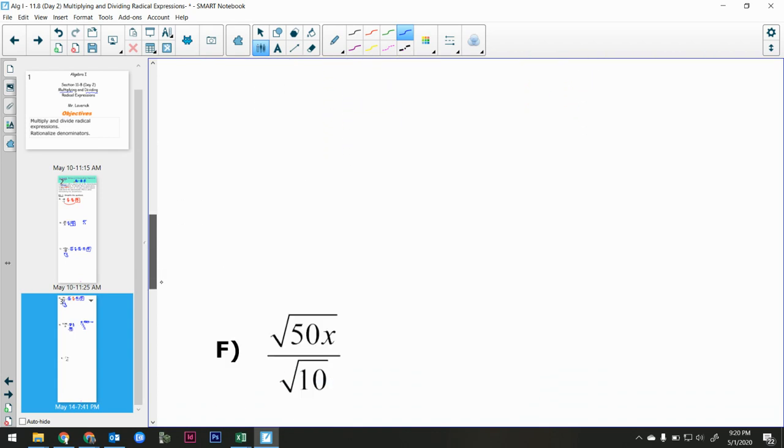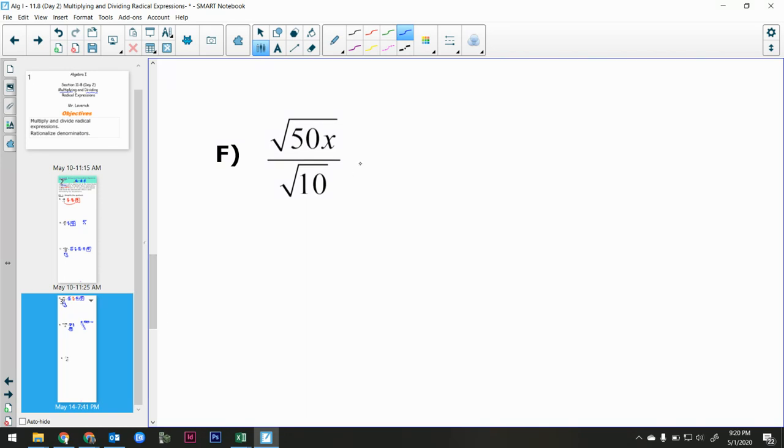Last problem. All right, so let's break this down a little bit. Now this one's kind of interesting because if I break down radical 50x, that's 2 and 25, and then 5 and 5. So I have buddies with the 5, and that comes out 5 radical 2x.